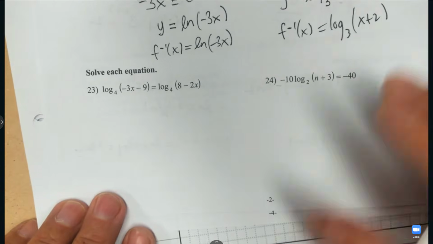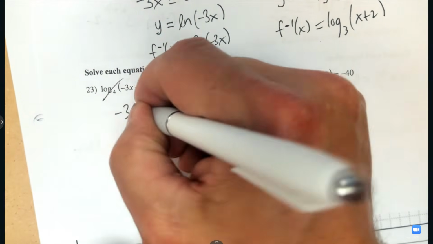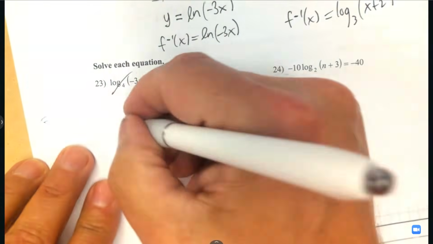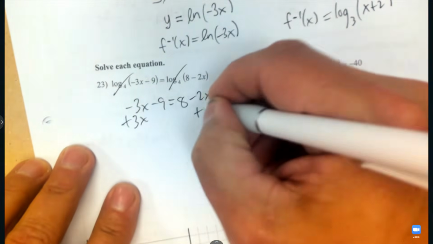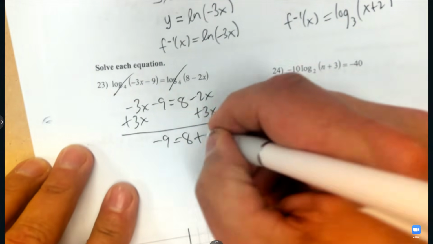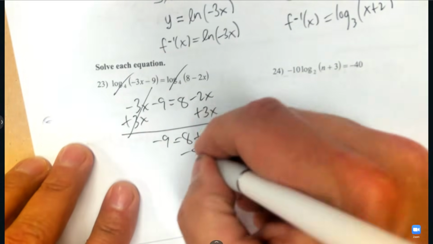All right, can you solve a logarithmic equation? I have 1 log on the left, 1 log on the right. So that's -3x subtract 9, 8 subtract 2x. I'm going to add 3x to both sides. So -2 plus 3. I'm going to subtract 8.